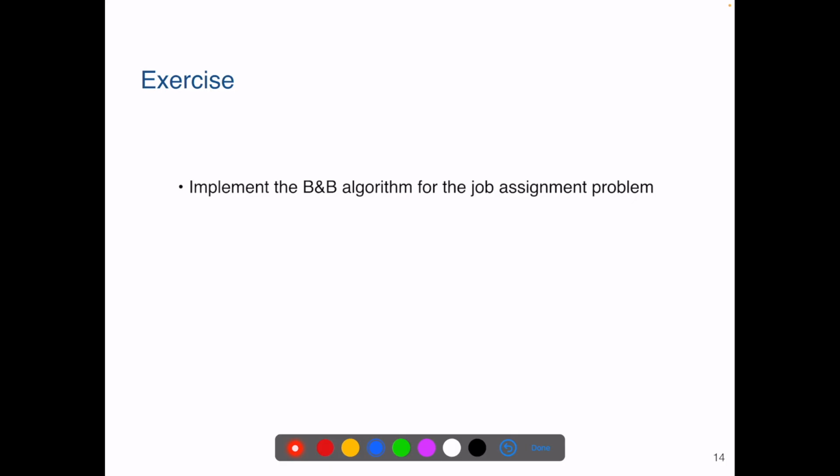Please do implement the branch and bound algorithm we discussed in this lecture. It will be very helpful.